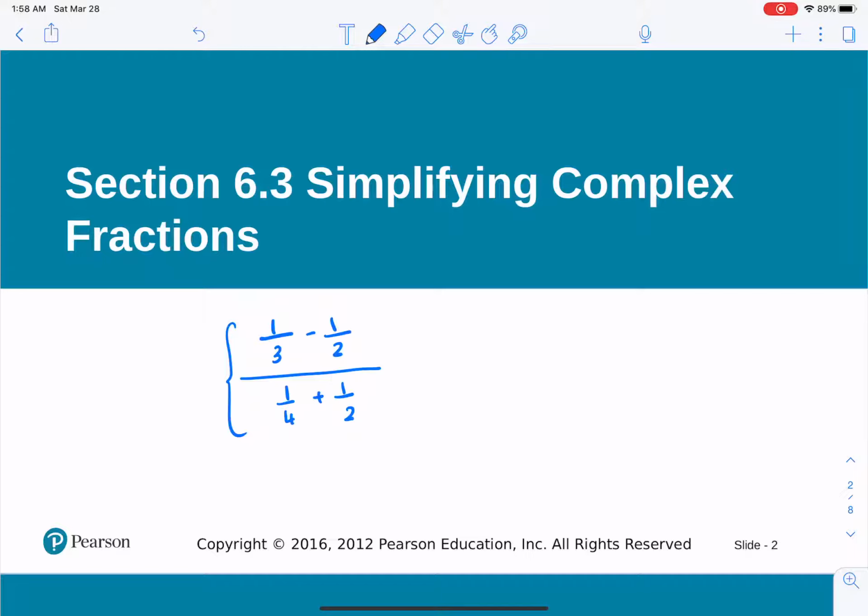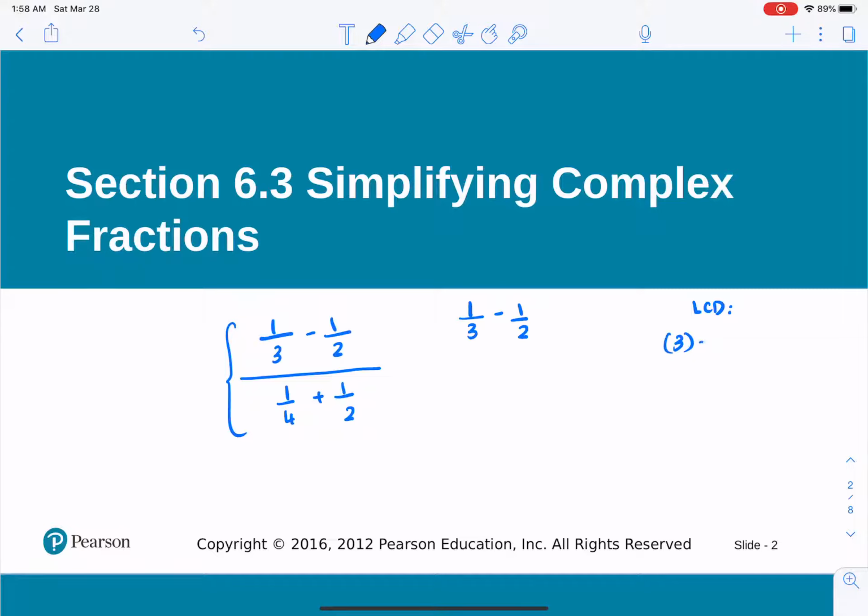So we start with the numerator, simplify it, then the denominator, simplify it, then go for the entire fraction and simplify that. So let's start with the numerator, 1 over 3 minus 1 over 2. We have to find the LCD because the denominators are not identical.